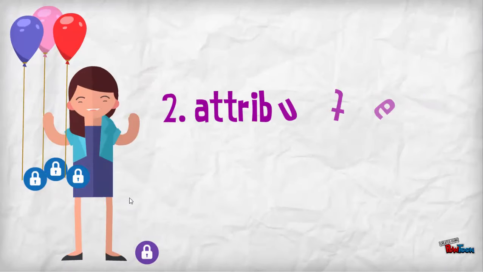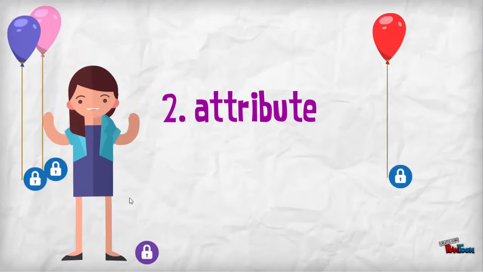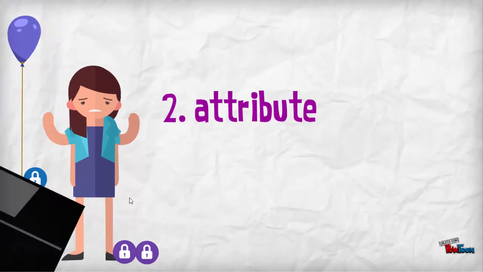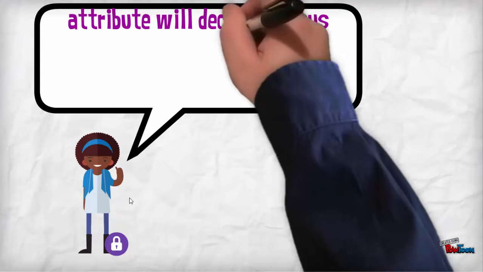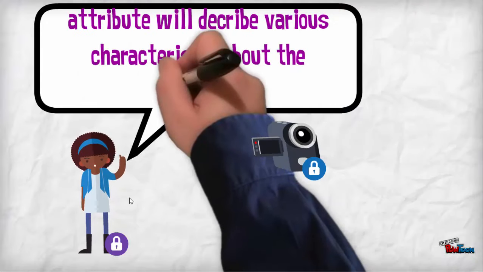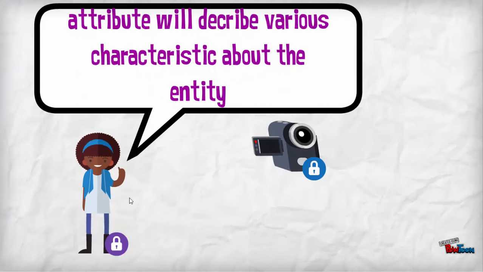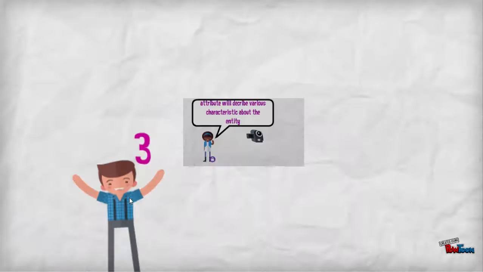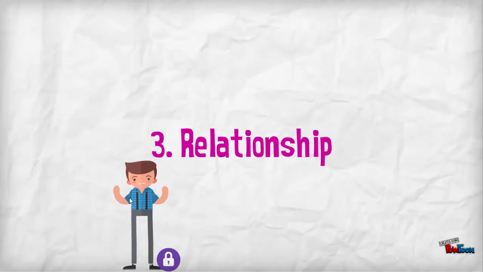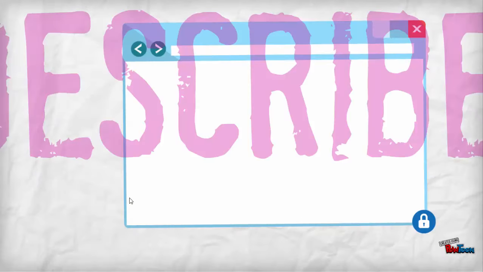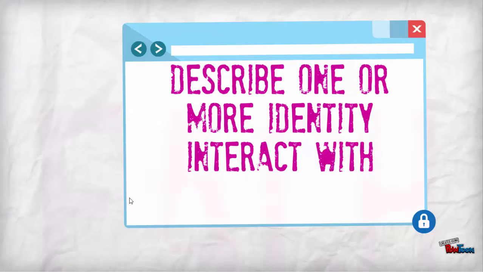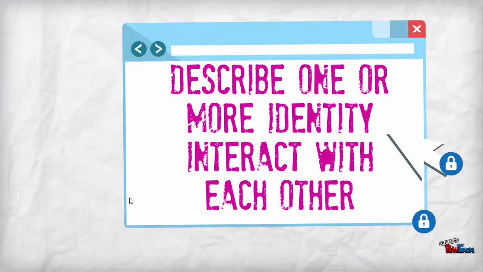Second is attribute. Attribute will describe various characteristics about the entity. Number 3 is relationship. Relationship will describe how one or more entities interact with each other.